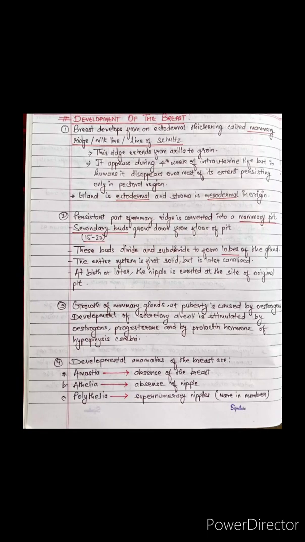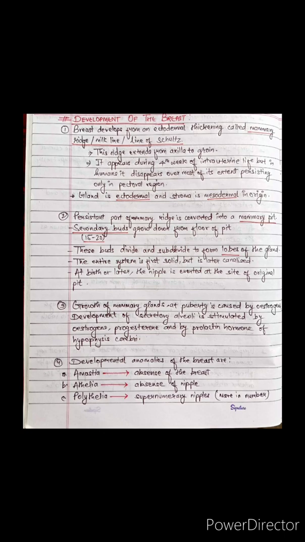Now, let us talk about the development of the breast. Breast develops from an ectodermal thickening called mammary ridge or milk line or line of Schultze. This ridge extends from axilla to groin. It appears during the 4th week of intrauterine life, but in humans it disappears over most of its extent, persisting only in the pectoral region. The gland is ectodermal and stroma is mesodermal in origin.